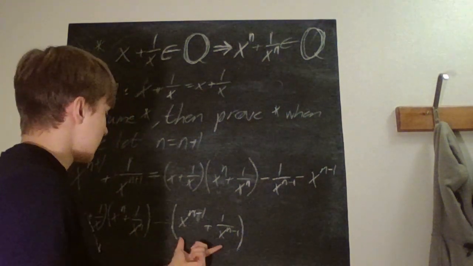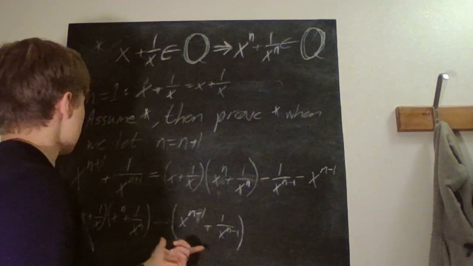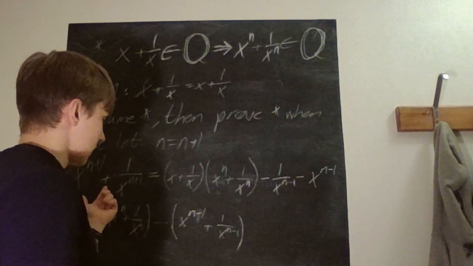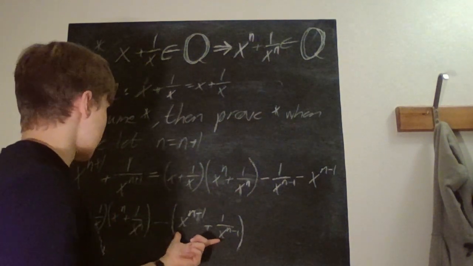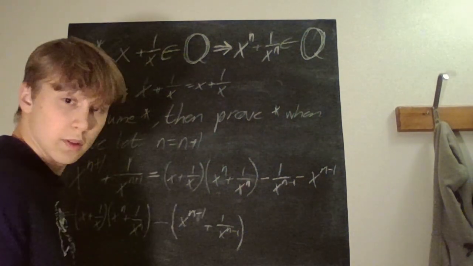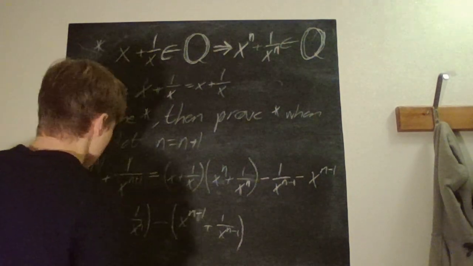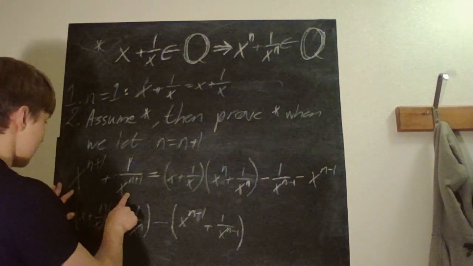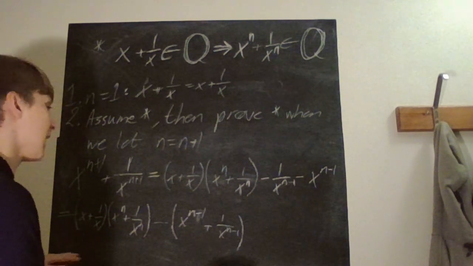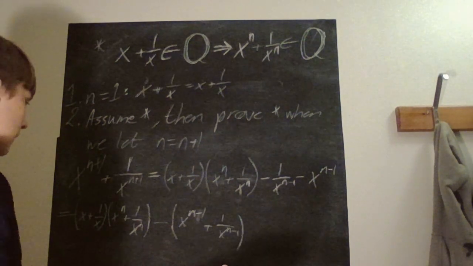So what is this? Well, this is just the same thing we had before, except now it's n minus 1. So we know, therefore, that we can write this as that for any n. For every n.